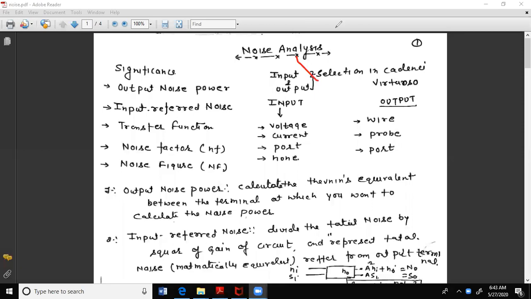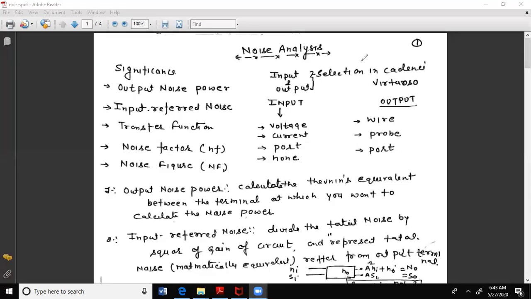Good morning, students. In today's lecture, we will analyze noise by a numerical example and calculate all the theoretical values in this lecture, and simulate the result or verify the result in the next lecture by the simulation.